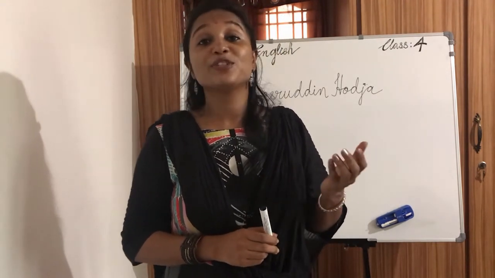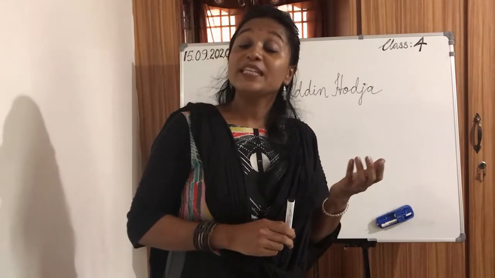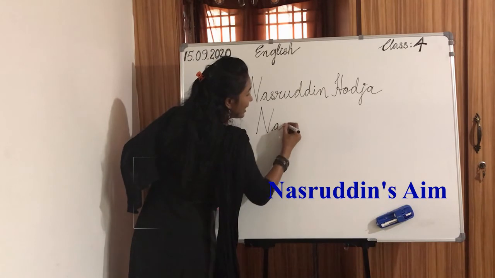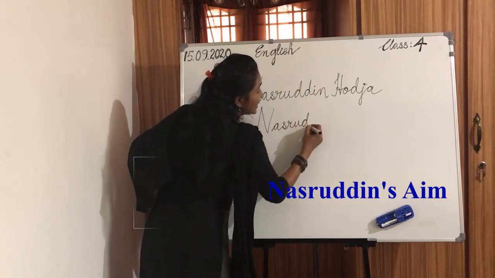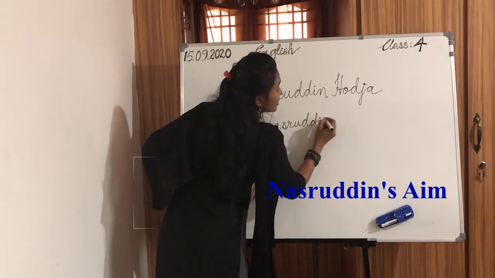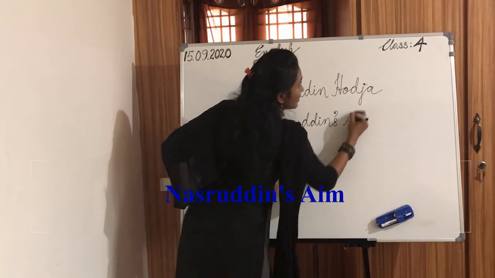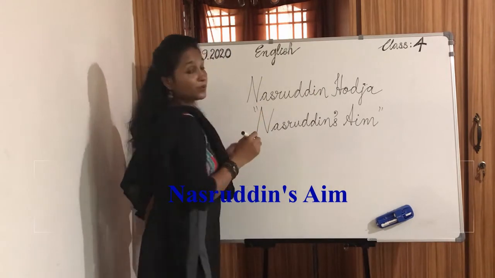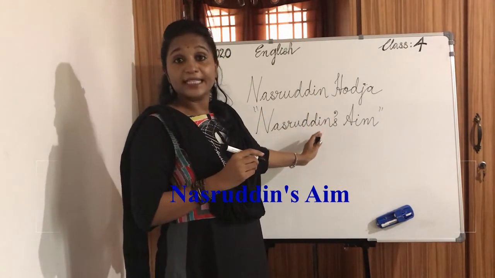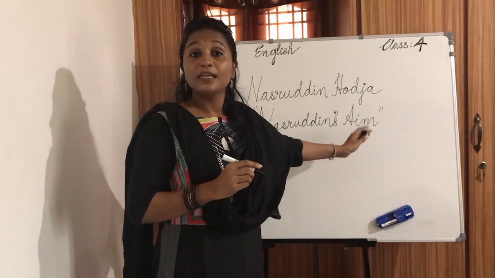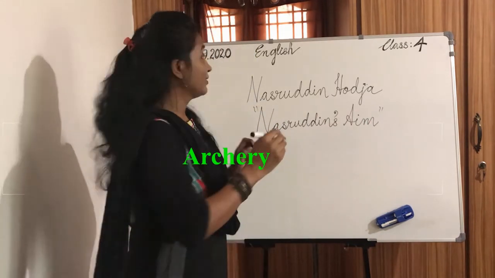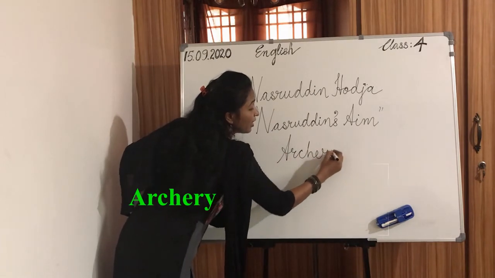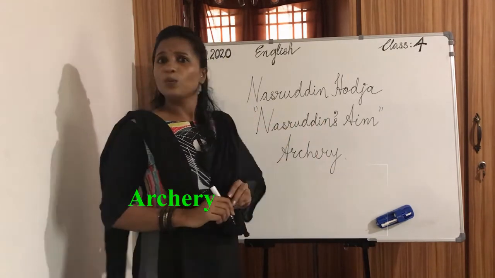The title of our today's lesson is Nasruddin's Aim. Nasruddin's Aim. This story, titled Nasruddin's Aim, is about archery. It is about archery, A-R-C-H-E-R-Y. Now, what is archery?